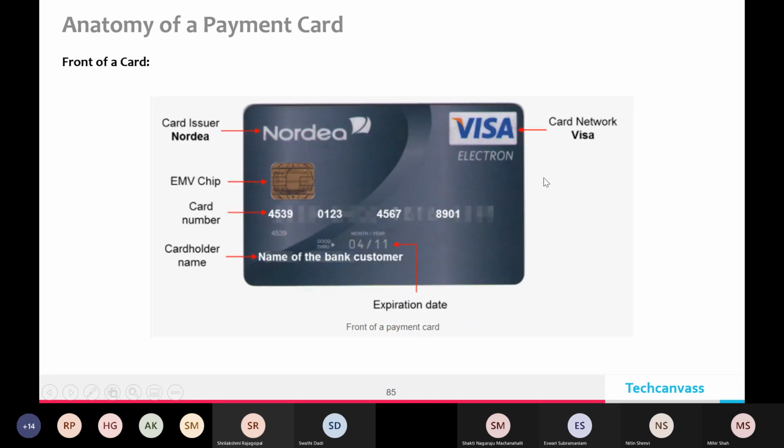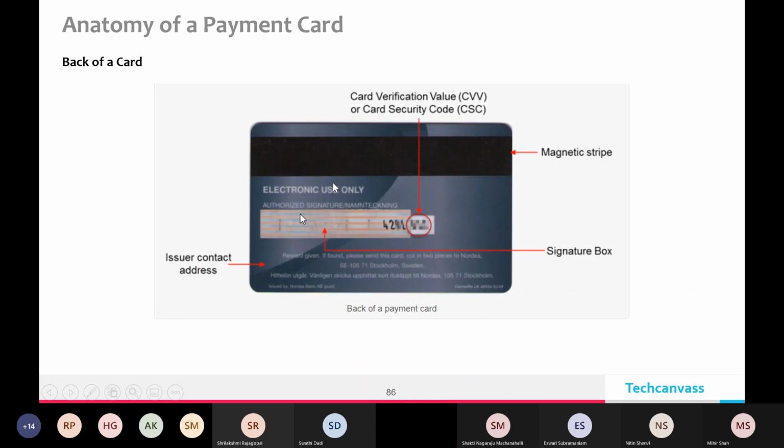When we see here, we have the EMV chip, so effectively it's a chip based card. In that case, what is the need to have the magnetic stripe also? Maybe to inform further, the magnetic stripe or chip is used to read the card information. The magnetic stripe contains the card number, expiry date, CVV number, all this information.